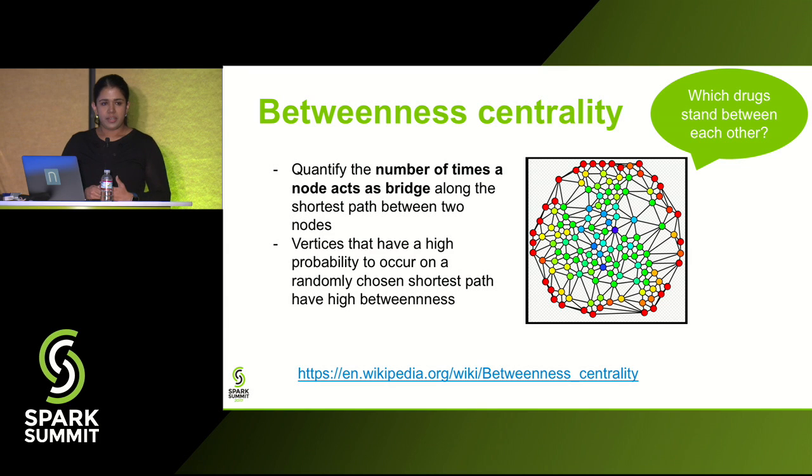So there are typically three centrality algorithms. Closeness is what I spoke about. There is betweenness, and the third one is degree.